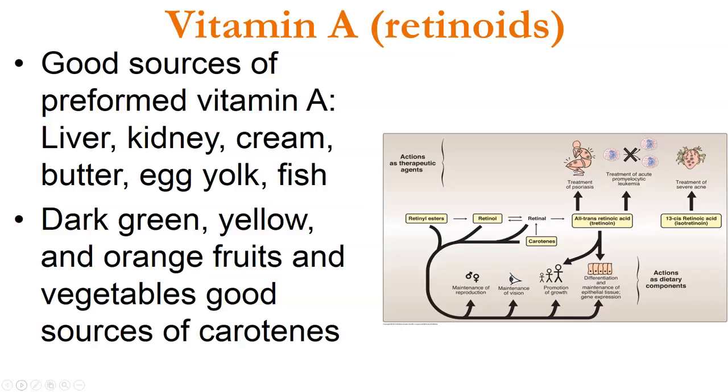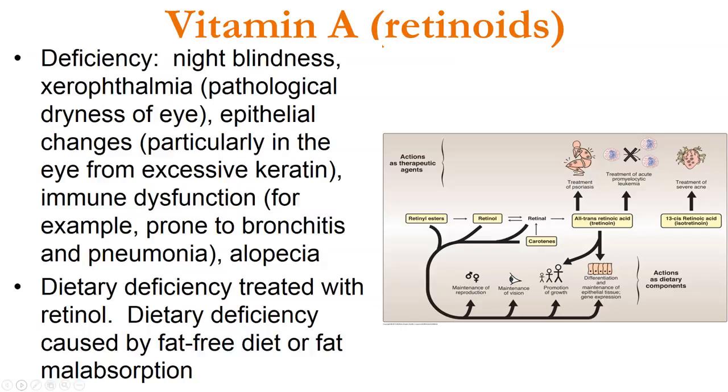Really very different things. Once again, these good sources things are FYIs. I'm not going to test you on them. But you can get vitamin A from animal sources, where you have fat-soluble stores in those. Or you can get vitamin A from vegetables as well in the form of carotenes.